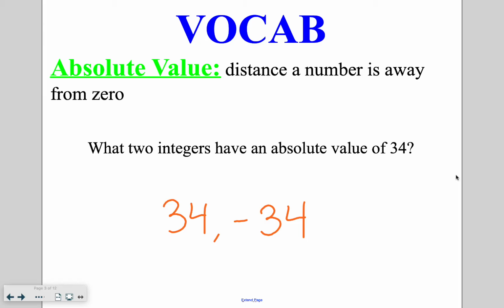The correct answer here is 34 and negative 34. 34 is 34 spaces away from 0 to the right. Negative 34 is 34 spaces away from 0 to the left. So every number can go to two different spaces when we're talking about absolute value. The positive or the negative are both that same distance away from 0.